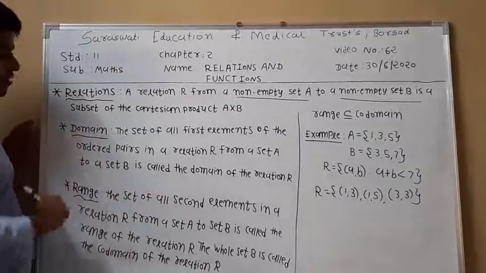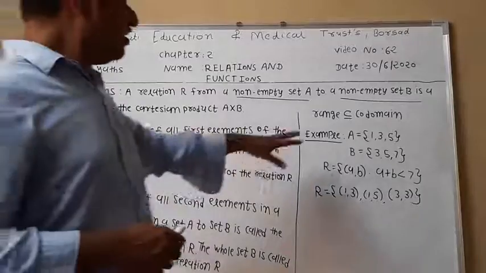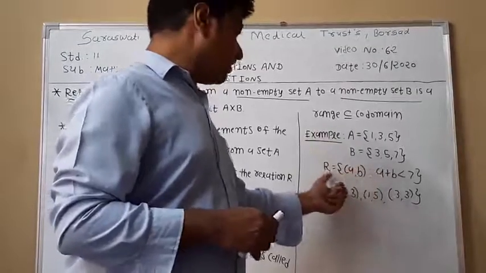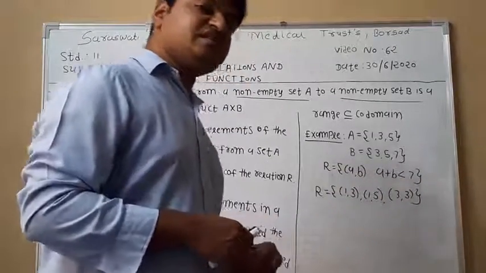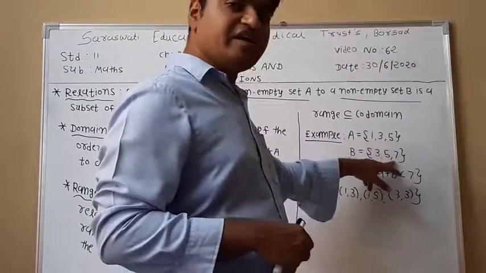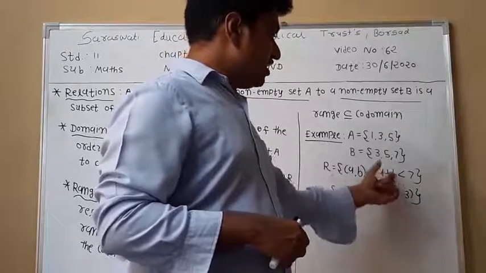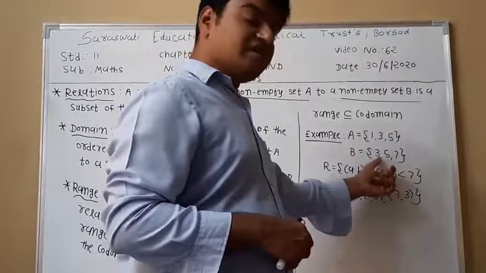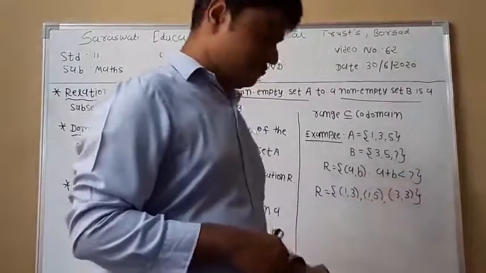Now domain. Suppose two sets are present, set A and set B. Now the condition is R = {(a, b) : a + b < 7}. That means set A has 3 elements and set B has 3 elements. Now we satisfy this condition: we take a from set A and b from set B, and the sum a + b is less than 7.